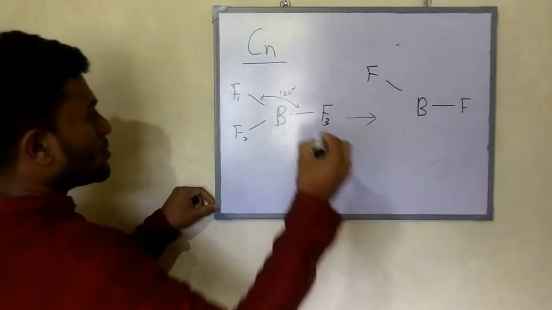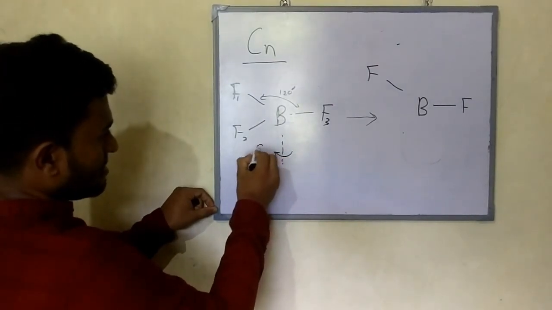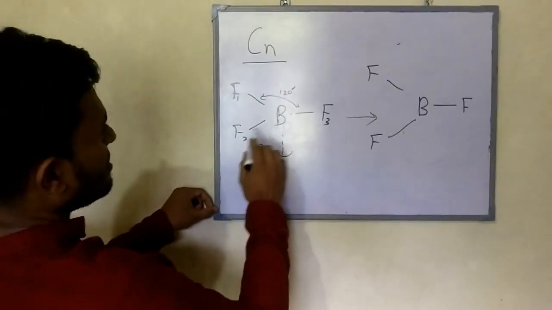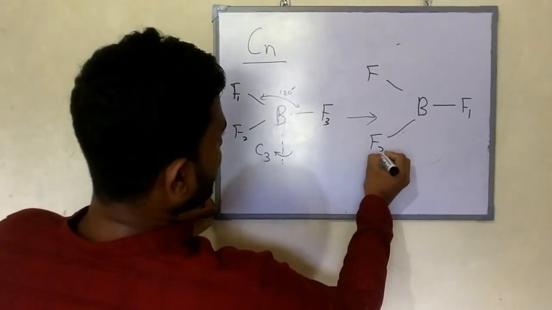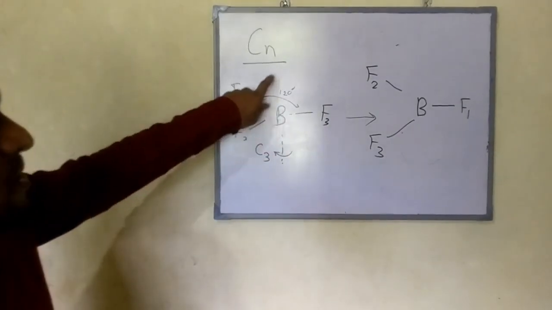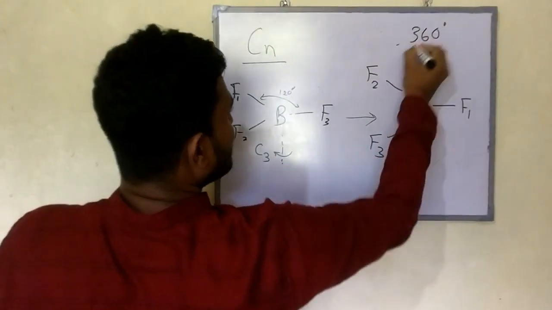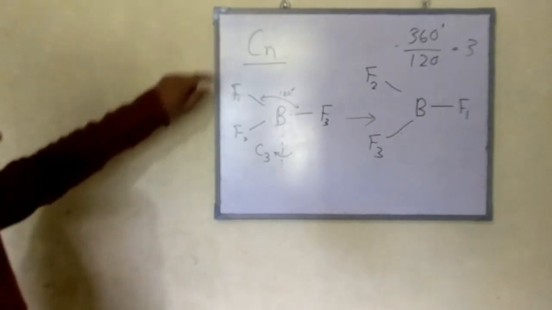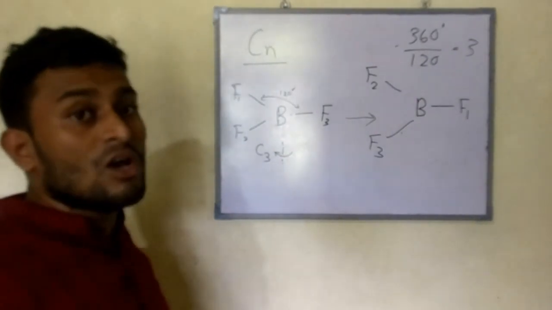Now we are going to rotate through the middle. That means C3. Then your resulting one will be F1, F3 and F2. Why does this 3 come? Because the angle is 120, and 360 over 120 is 3. So this is the C3 axis. Likewise, you can think about the rotation axis.